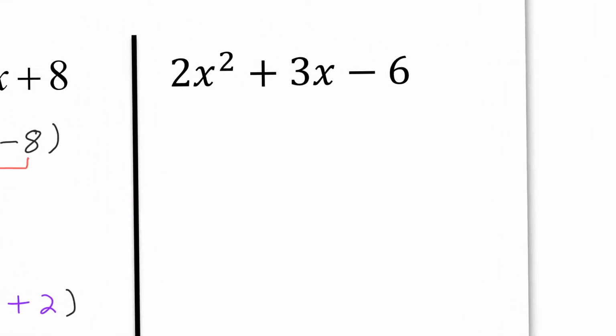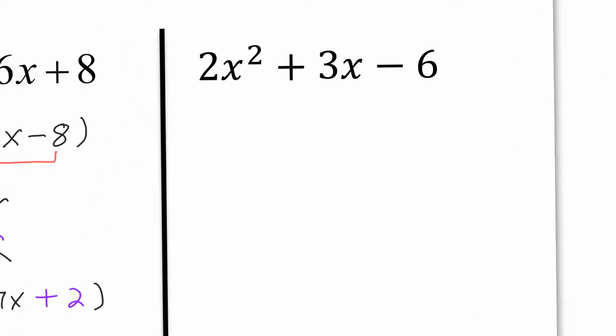Now the next one, this one here, we don't have a negative, so we don't have to worry about taking out a number. So I'm just going to do my diagram here. I am going to multiply the a and the c. So 2 times negative 6, that's going to be negative 12. My b value is 3, and I want to find those factors.